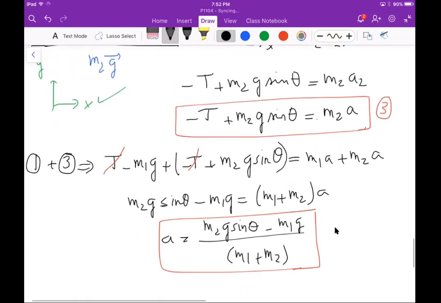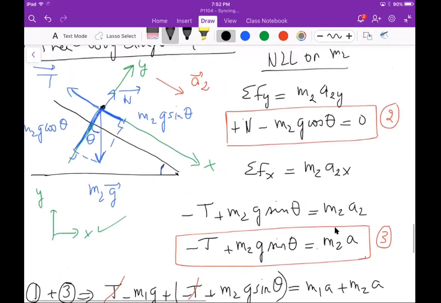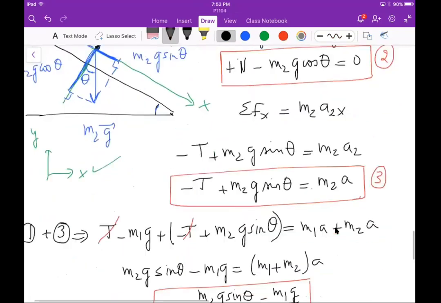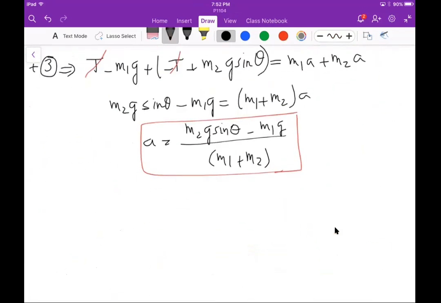And then we can deduce immediately the tension. The best is to take equation number one for the tension because it's simple. From equation number one, we can write down the tension T is equal to M1 times (A plus g). So it is equal to M1 factor.